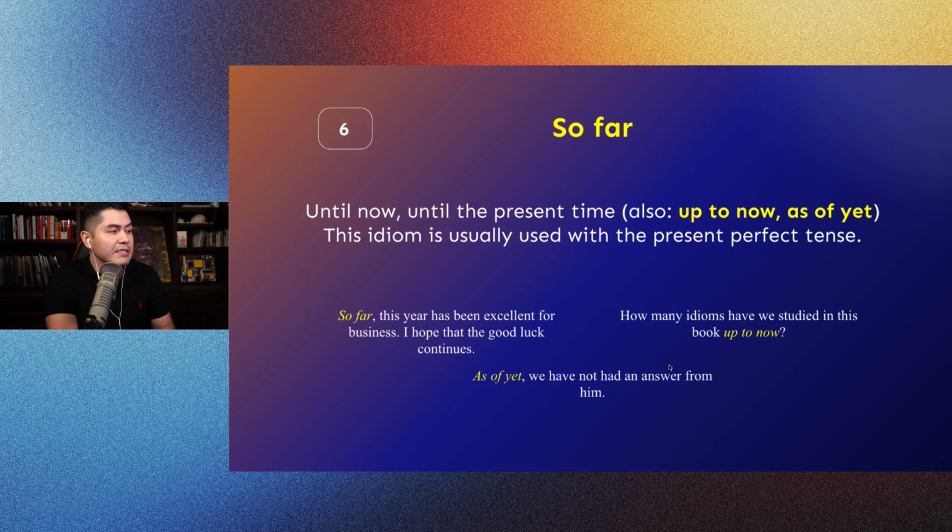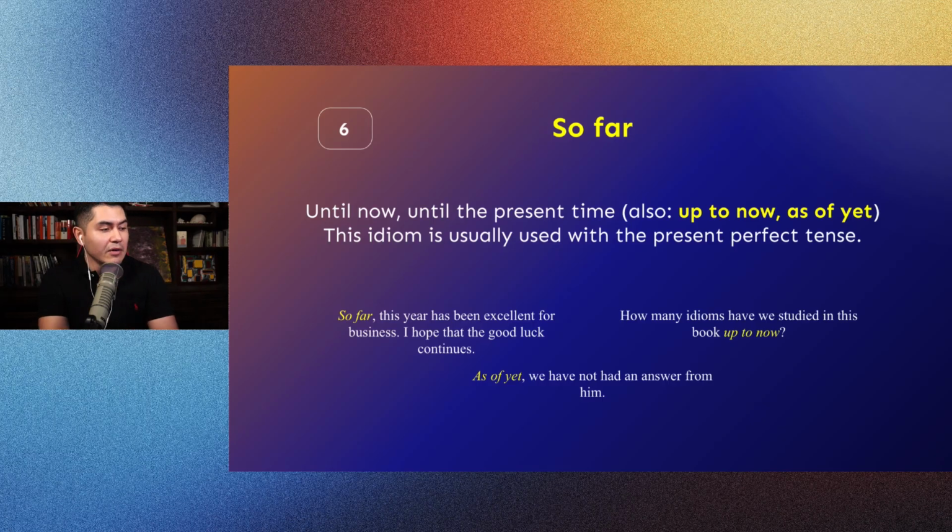So far, this year has been excellent. And there's that present perfect tense, has been. This year has been excellent for business. I hope the good luck continues. The second example, how many idioms have we studied in this book up to now? So from the beginning, lesson 1, up to now, lesson 4. So it's been, I think, 36 idioms. So it's a good bit that we've studied up to now or so far.